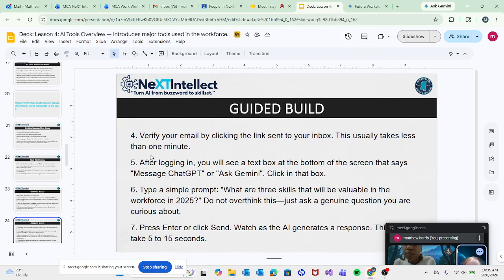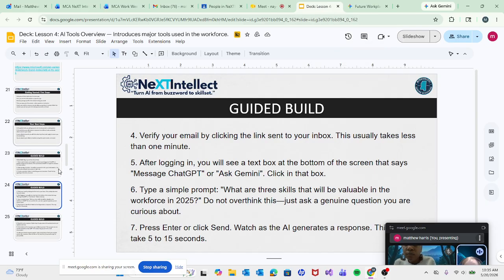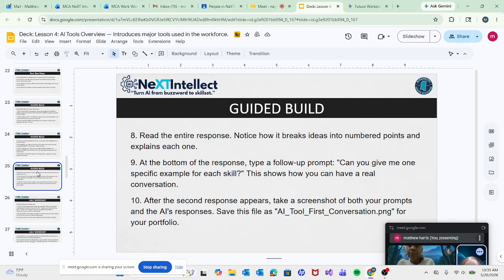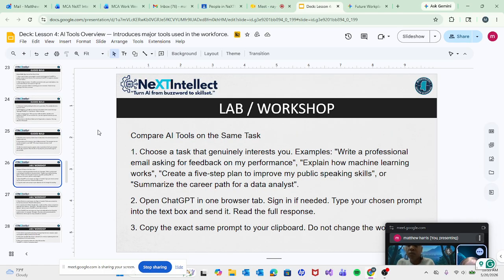Okay. While that is loading, so we asked that question, AI generated the response. We read it. At the bottom of the response, type a follow-up prompt. Can you give me one specific example for each skill? So we asked a follow-up about empathy.